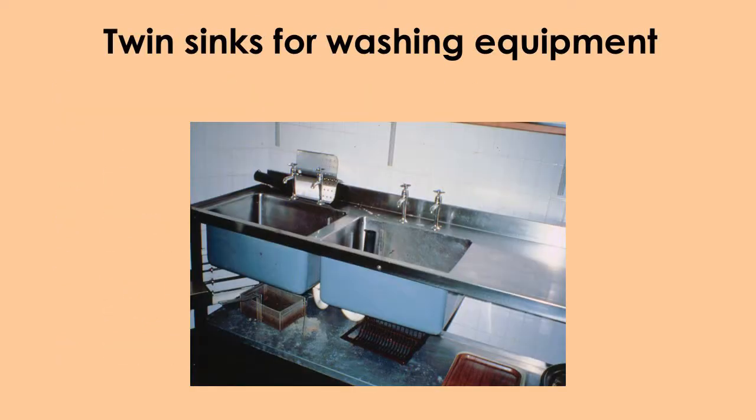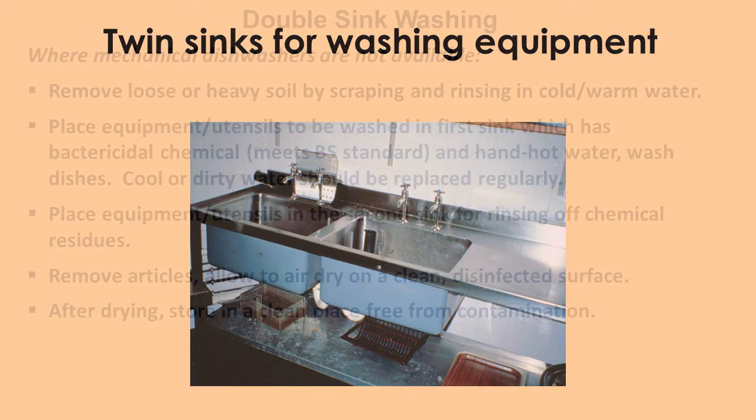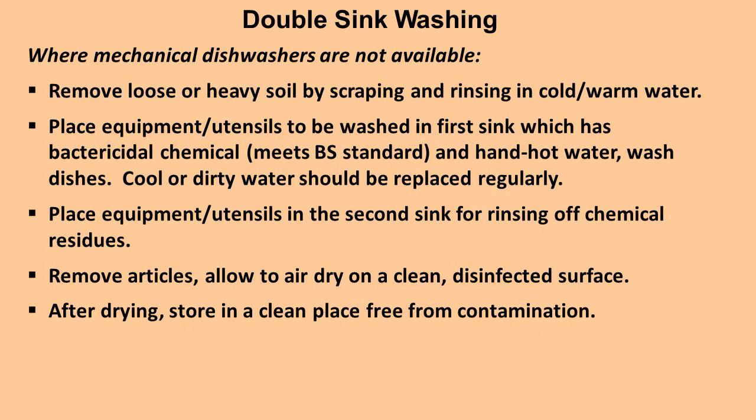If you don't have a dishwasher, there's a hand method of washing dishes using 2 sinks. So basically you remove any heavy or loose soil or leftover food by scraping it and rinsing it in cold or warm water. Place the plates, the pots, whatever the articles are in the first sink, which is a bactericidal chemical, and hand hot water, and wash the dishes. If the dishwater gets dirty or gets cold, replace it regularly.